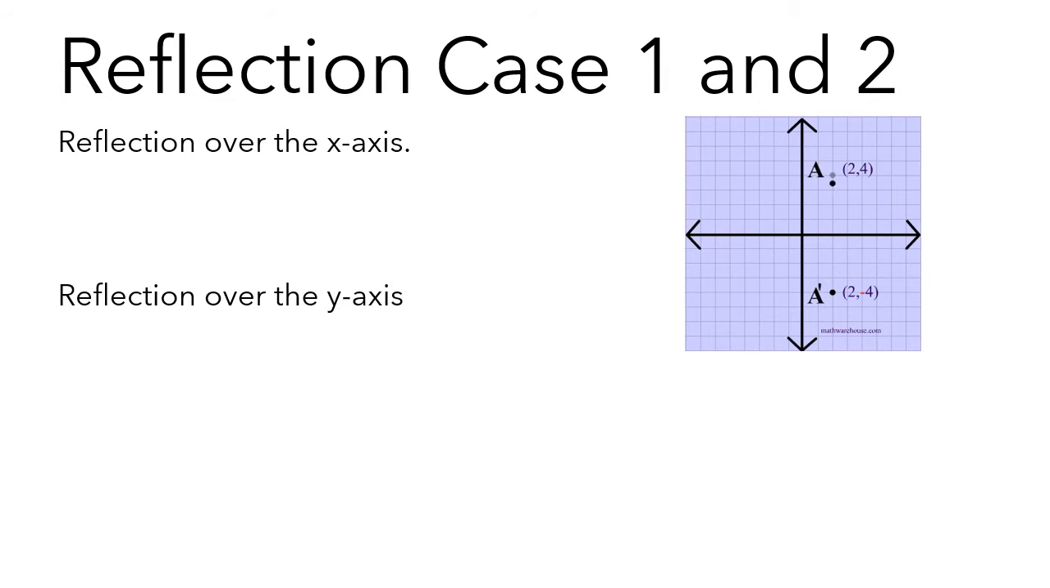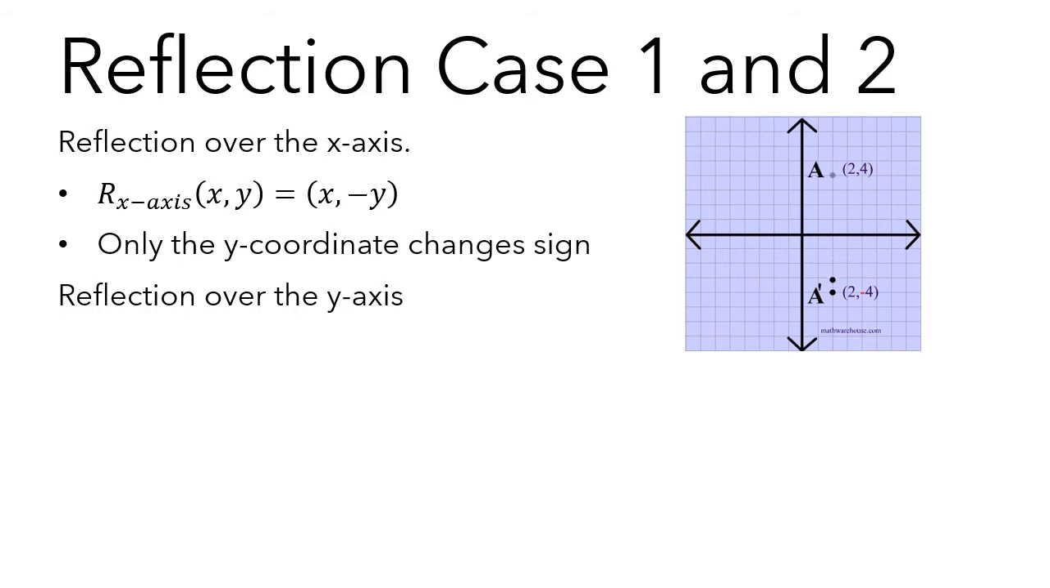So the first two cases, reflection over the x-axis and reflection over the y-axis, let's talk about those. So here you see the shape or the point is reflecting over the x-axis. So we can write that as (x, y) goes to (x, negative y). Notice the only thing that changes, they don't flip places, only the y coordinate changes sign. So that's a reflection over the x-axis.